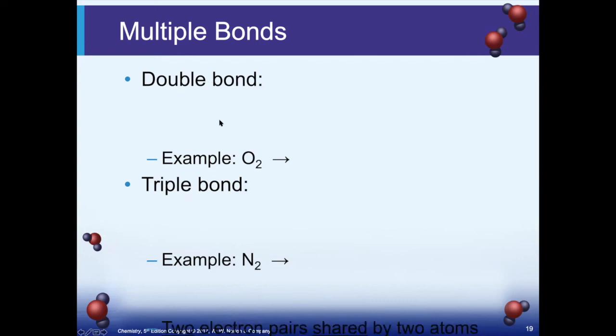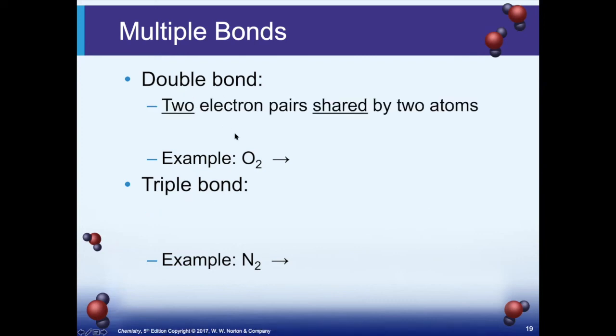So a double bond, what that means is that you have 2 electron pairs that are shared by 2 atoms. So it's a total of 4 electrons shared in 2 bonds. Therefore, you have the name double bond. So 2 electron pairs shared by 2 atoms. And it's represented with a double line. So instead of a single line between 2 elemental symbols, you'll see a double line between 2 symbols.